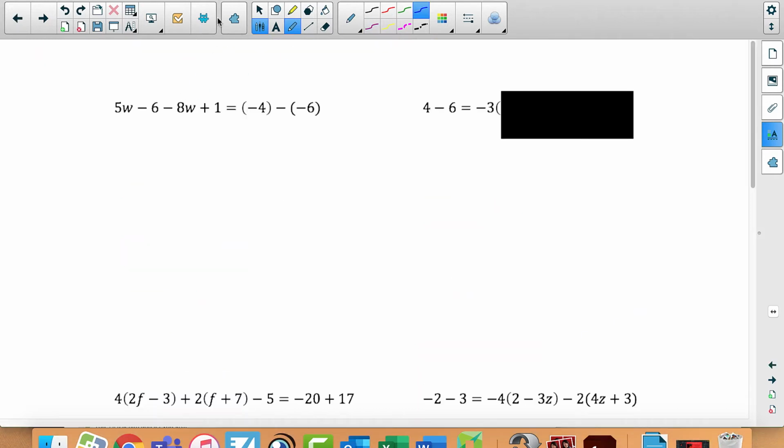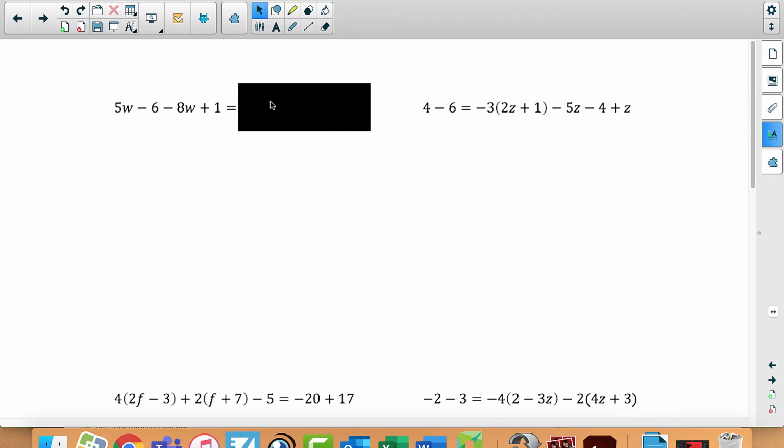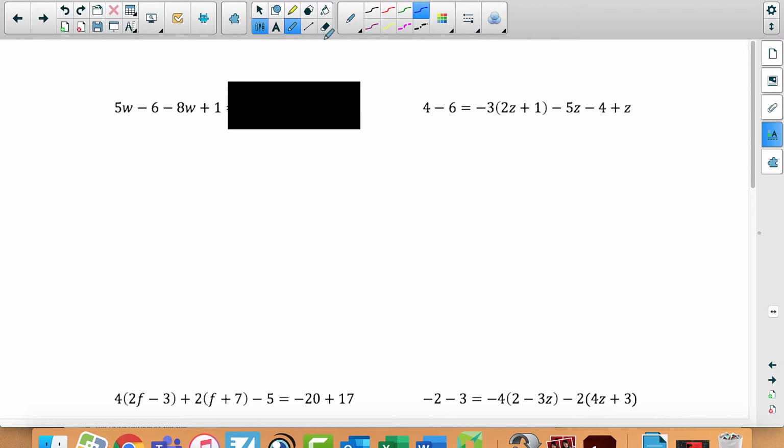Okay, let's pick up the pace a bit. Any distributive property here? No, none at all. So let's look at just the left side. Anything we can combine? Yeah, there's a couple things we could combine. We could do the 5w and the negative 8w, and we could also do the negative 6 and the plus 1. So let's do that right now. 5w take away 8w, so we have to do 5 take away 8. Well, if we add the opposite, you end up with more negatives, and there's 3 more. So that means we have negative 3w.